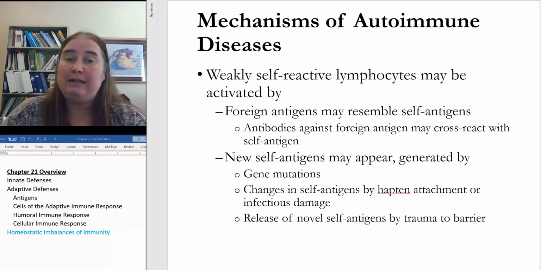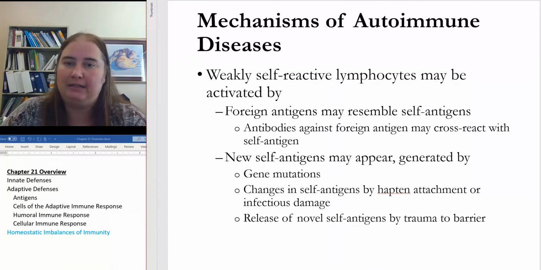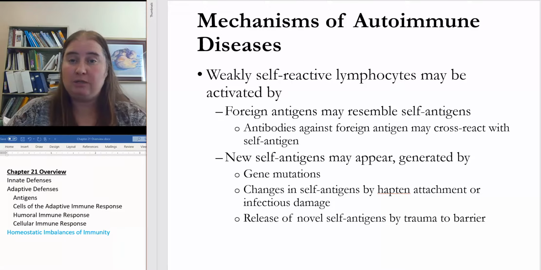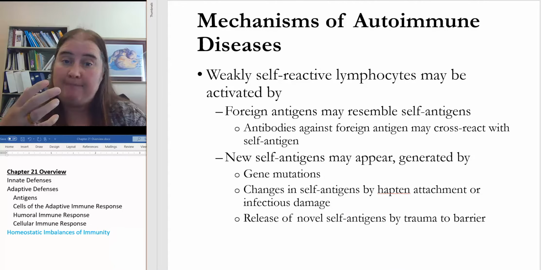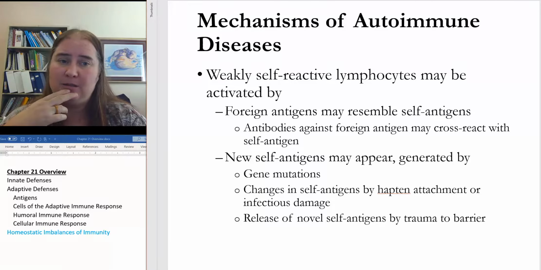So typically what happens in these autoimmune diseases is we have weakly self-reactive lymphocytes that may be activated by various mechanisms. For example, we might have a foreign antigen that may resemble a self-antigen. The foreign antigen enters our body, we elicit an immune response to it, we now have memory, and we don't realize that we have a self-antigen that looks really similar to that foreign antigen, and now that immune response starts to cross-react with those self-antigens.